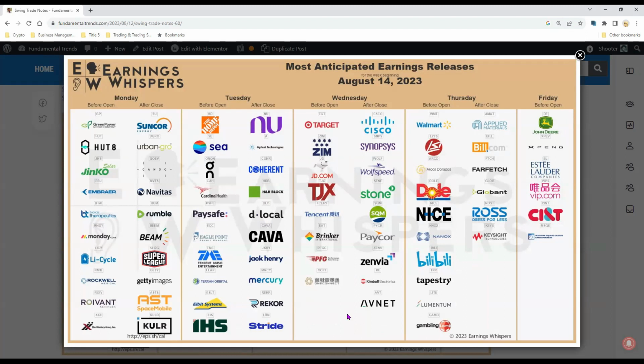I mean, we have a couple of other things: Rockwell Medical, HUT 8, Green Power, Rumble, Getty Images, even AST SpaceMobile is one that I'm watching, after the close on Monday. JD will give us a little insight into China, which I think we all know it's just going to be weak. And Wolfspeed and Cisco will give us a little look at semis. Now, right now I'm seeing a little weakness as we're going into Sunday night, especially in semis. They're leading us down at this point.